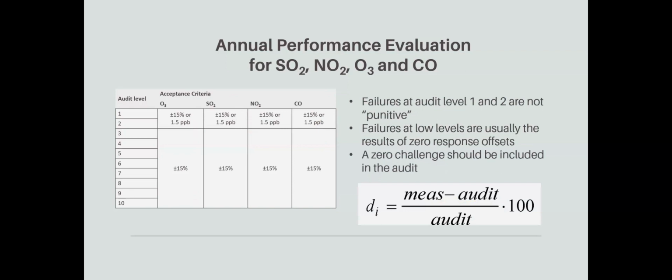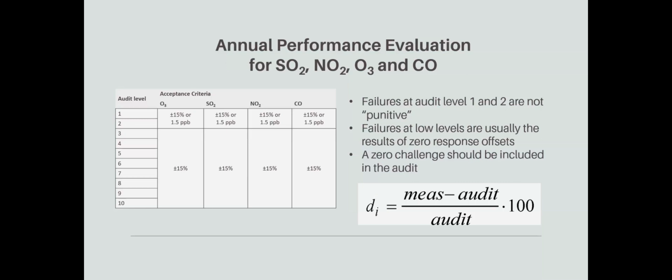The acceptance criteria for all the audits are as listed. Level 1 and level 2 are 50% or a fixed amount of ppb. I already see an error here. CO should be plus or minus 30 ppb because that's measured in ppm. And then all the other upper levels are plus or minus 15%.